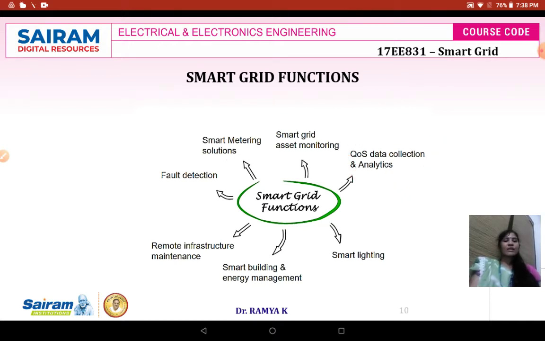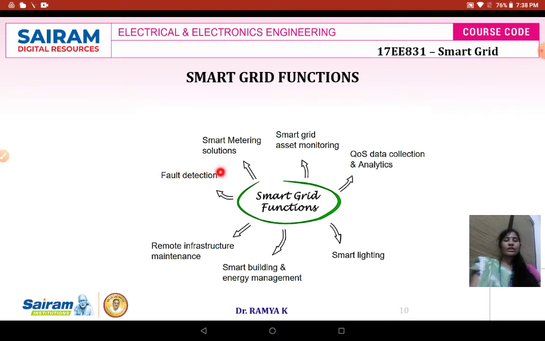Next one, smart metering solution. Smart metering solution in the sense at each and every node we need to connect a meter so that the data recorded from the real time environment can be captured, and it could be used for future use.